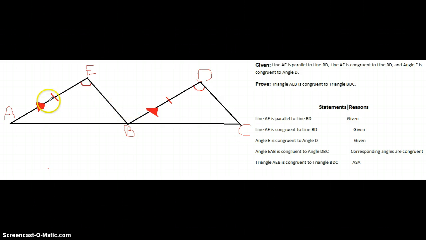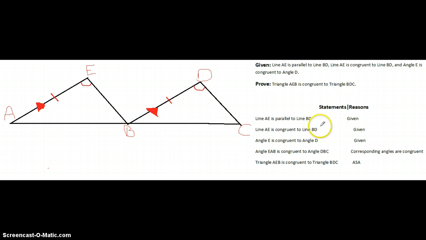First, I was given that line AE is parallel to line BD, and I was also given that line AE is congruent to line BD. And finally, that angle E is congruent to angle D, and as you see, I've marked all of those. And I was supposed to prove that triangle AEB is congruent to triangle BDC.